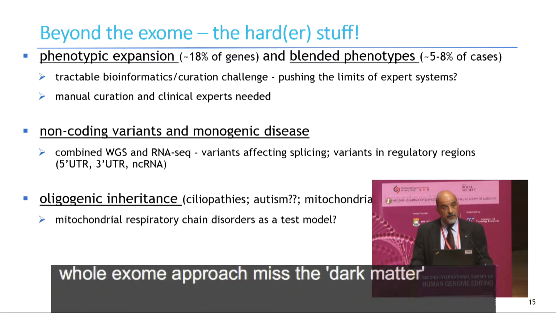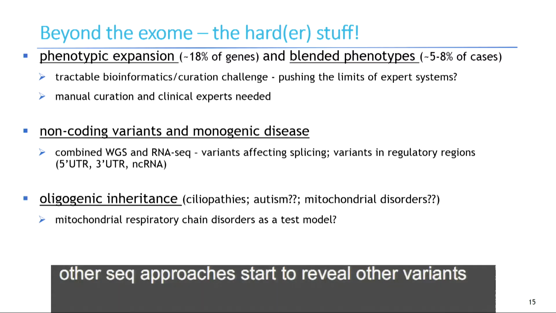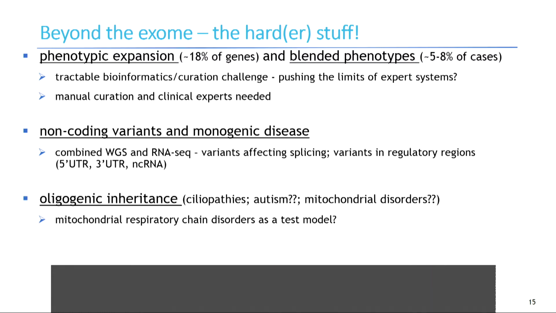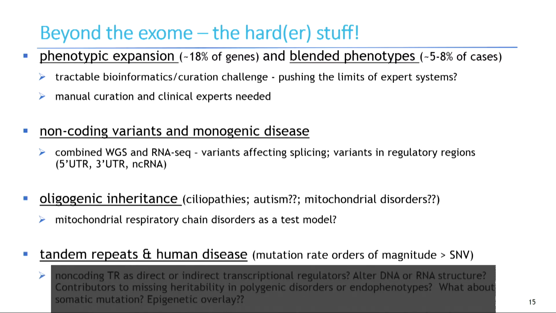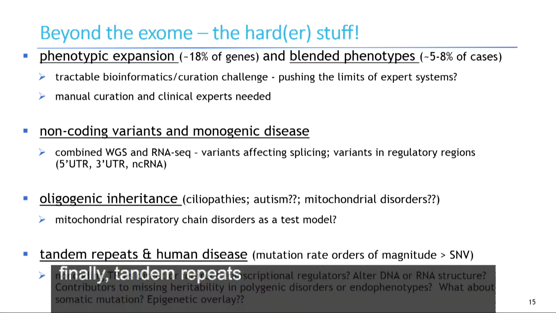The third area that really not much work has been done at all is that of oligogenic inheritance. And there are certain areas where that is clearly established, but others where that is yet to be established, and there's work that needs to be done there. And then finally, tandem repeats, beyond those that we currently know of, particularly in non-coding regions, and we are really scratching the surface in terms of what potential implications they might have.